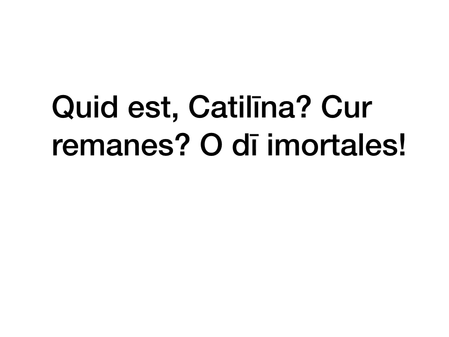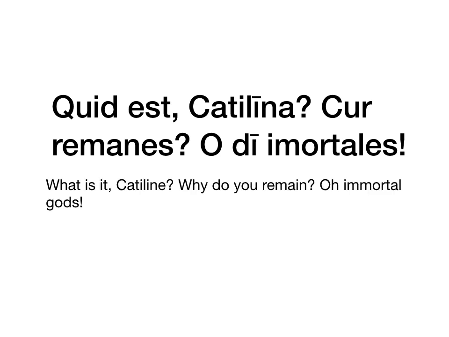All right, we can move through this one pretty quickly because it's pretty straightforward. There's not a ton going on. So go ahead and pause it and give it a shot. The D is from Deus. All right, so that'd be something like, what is it, Catiline? Why do you remain, oh immortal God? So he's saying, like, what is your plan, basically? Why are you still here? Oh gosh, as it were, kind of. That's an interjection. He's just expressing disbelief here.